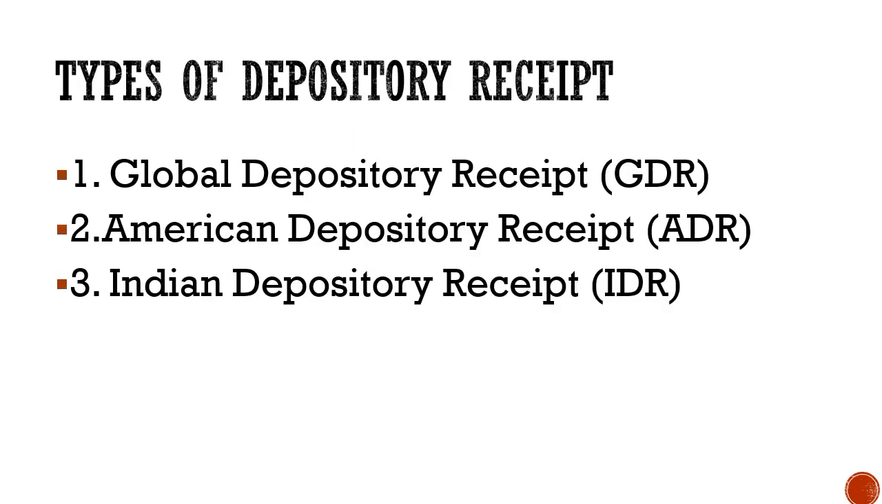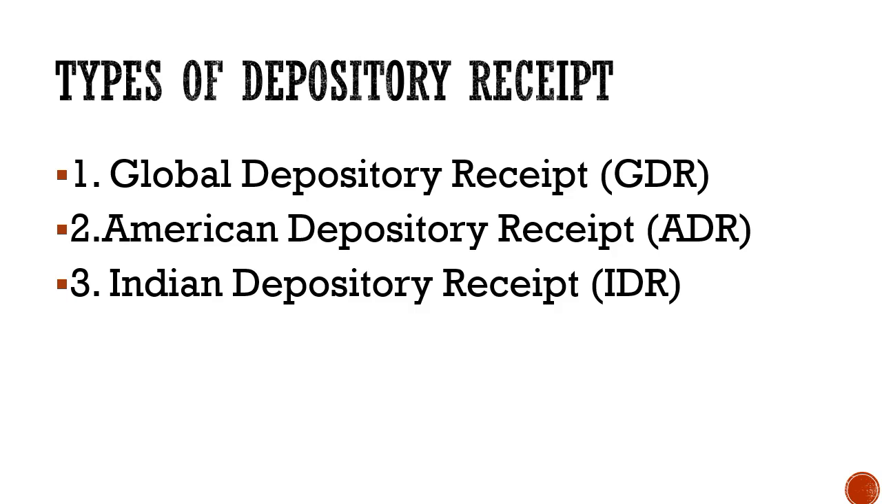Now, the next thing that we need to learn is what are the various types of depository receipts. Broadly speaking, there are three types of depository receipts. Number one, the global depository receipt. Second, the American depository receipt. And third, the Indian depository receipt. They are also known as GDR, ADR, and IDR.